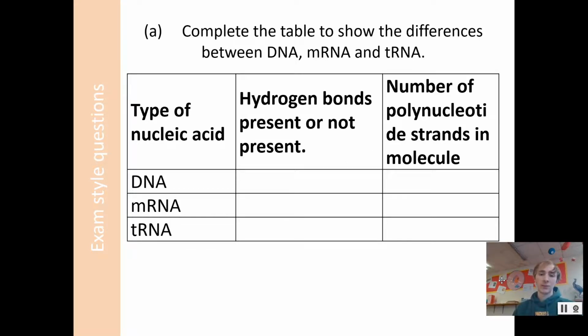1 in mRNA. Hydrogen bonds present in tRNA? Well, yes. The way we get that cloverleaf structure is we get the bases to attach to each other. And when they attach to each other, that's a hydrogen bond. The number of polynucleotide strands in the molecule, though? 1. Only 1.